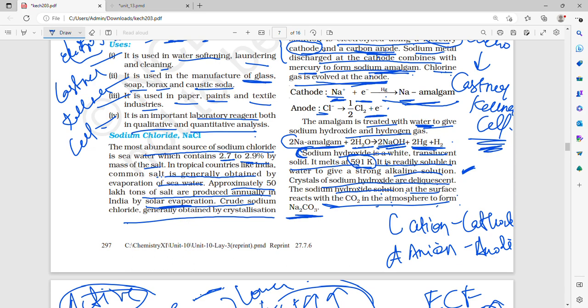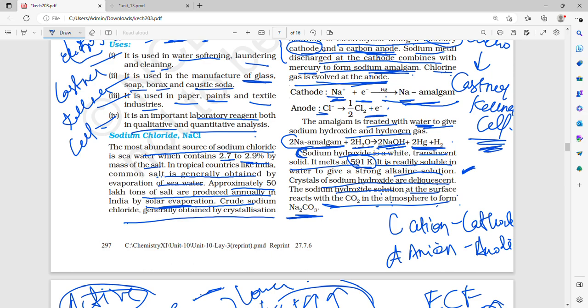The most abundant source of sodium chloride is seawater. It contains 2.7 to 2.9% by mass of the salt. In tropical countries like India, common salt is generally obtained by the evaporation of seawater. Approximately 50 lakh tons of salt are produced annually in India by solar evaporation.